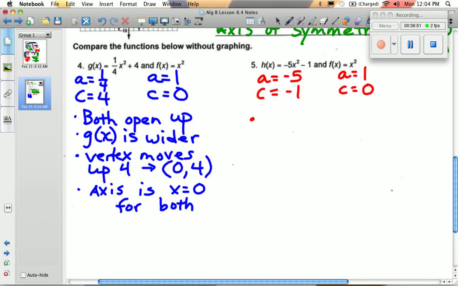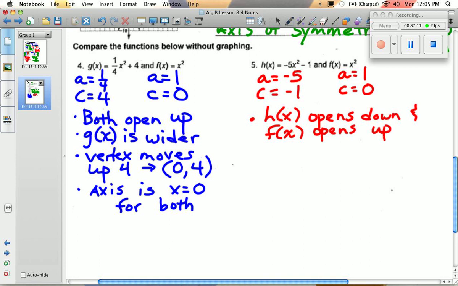Okay. Do they both open up? No. So h of x does what? Opens down, and f of x opens up. So one's going to be an upside down U, the other one's going to be a right side up U. H of x is slimmer, because the absolute value of -5 is 5, which is greater than 1, so it's going to get skinnier.